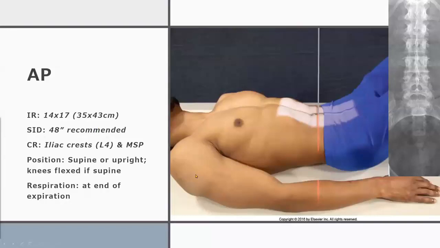Okay, starting with the AP. The AP is done on a 14x17, and that's going to be in a portrait. We do a 40-48 SID, centered at the crest. Suspend the respiration. Collimate side to side, making sure that you are wide enough in your collimation to include the SI joint. Flex the knees to flatten out the spine.